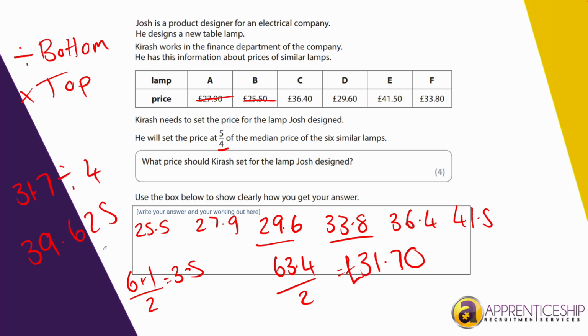39.625. But in terms of money, there's always 2 decimal places. So 39.63 as we're going to round. Okay, so hopefully that made sense. So we've worked out the median. We've got the median as this. We then want to set it as 5/4. So we divide by the bottom, times by the top, and that is now our answer.